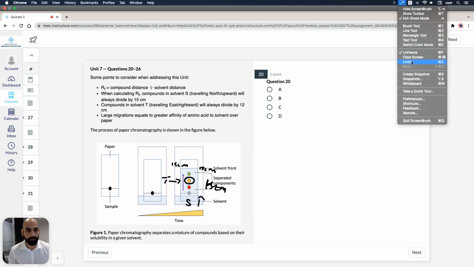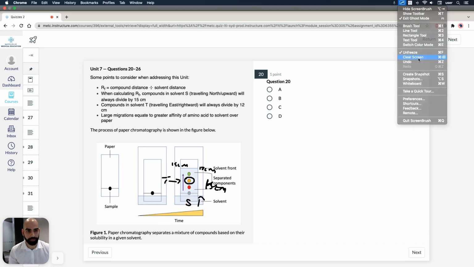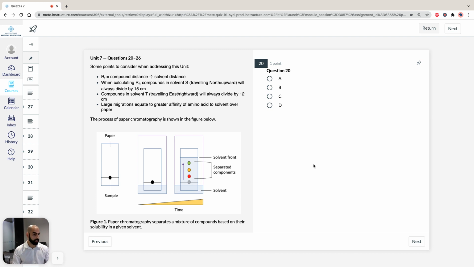So if we take a look at the first question, question 20. Sorry, I'll just clear the screen. Question 20 states: what is the RF value of cysteine? It wants us to find the RF value for both solvent S and solvent T. So if we take a look at cysteine, remember, we're going to trace on the paper chromatograph, or paper, I can't say it correctly.